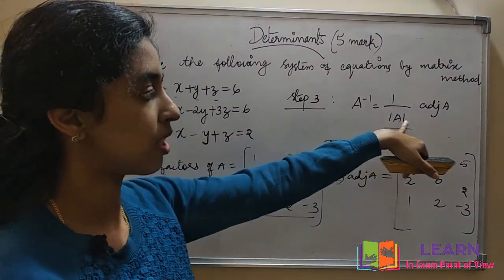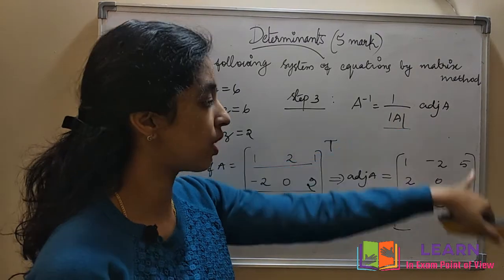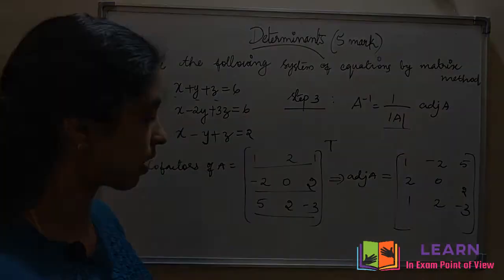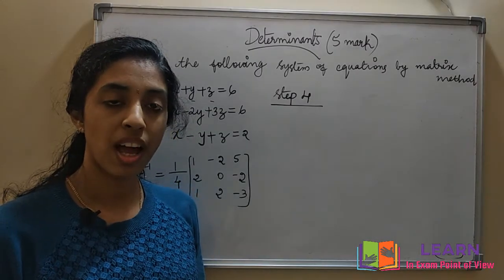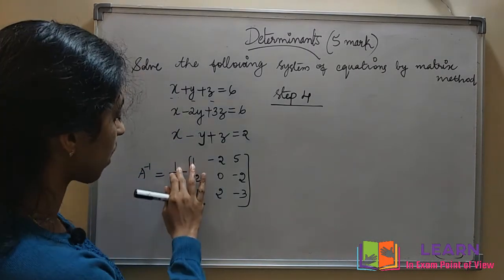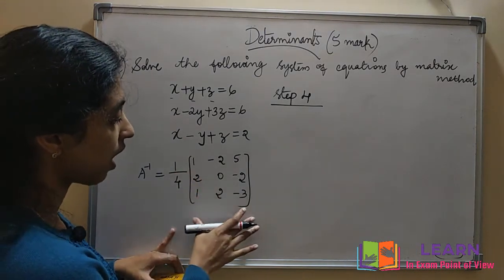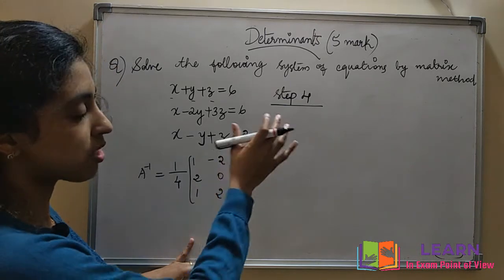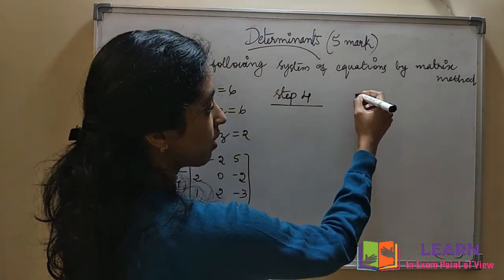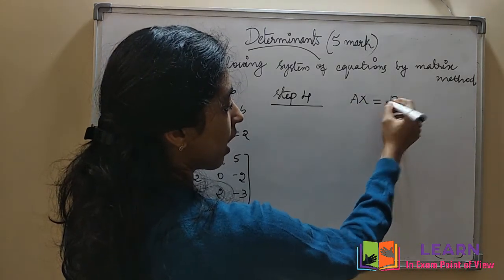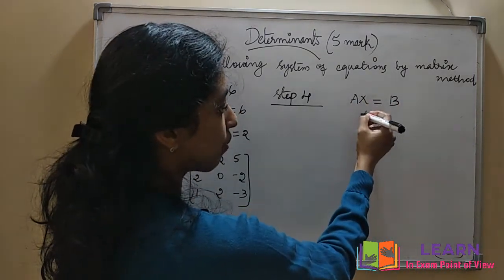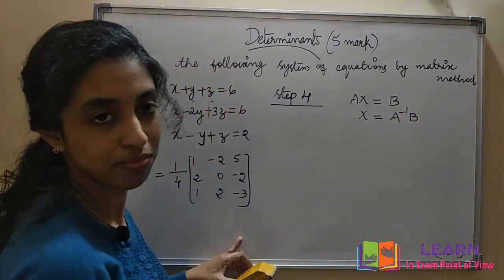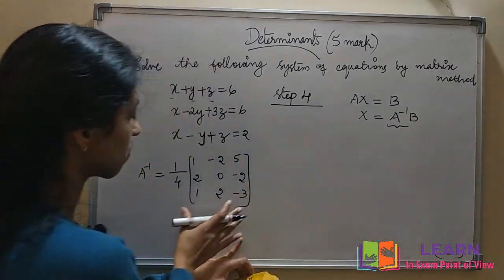So we got determinant A here as 4, adjoint A as this matrix. Just substitute here, you will get A inverse, correct? So students, we have got now A inverse. That is 1 by determinant A, which is 4, and taking the transpose of cofactors, we got the adjoint A. Now, what is step 4? We already in the first step wrote Ax equal to B. From that, if A inverse exists, we can write X equal to A inverse B. Now we got A inverse, which is this.